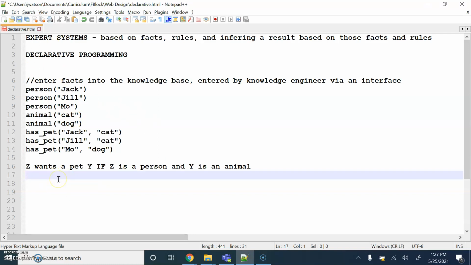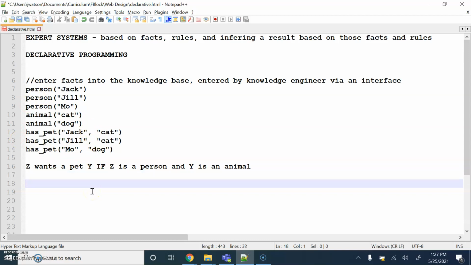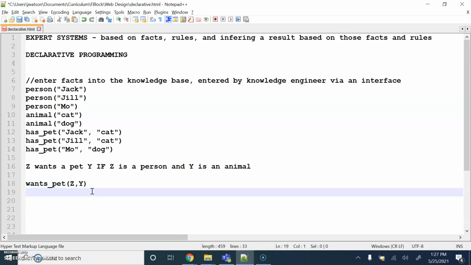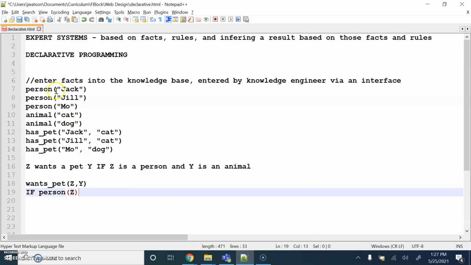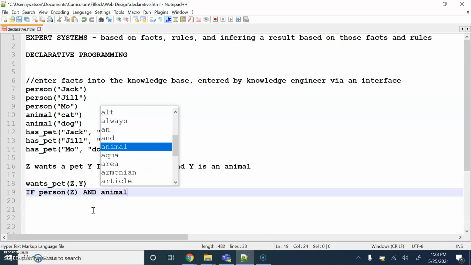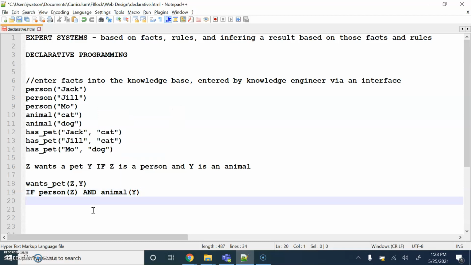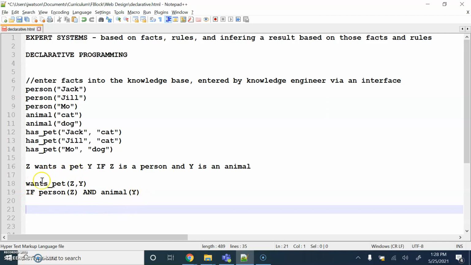Okay, it's also going to store rules. So let's just write this rule as in declarative programming. So this is what we're going to do. Wants pet. So Z is a person who wants the pet Y if Z is a person. So we already have an idea of person facts, so this should be recognized. And Y is an animal. So this rule is also going to be stored in the expert system.